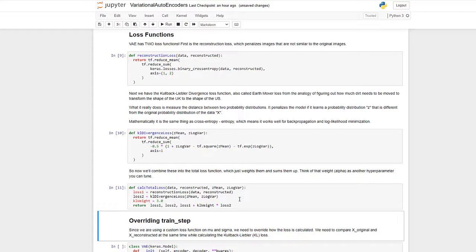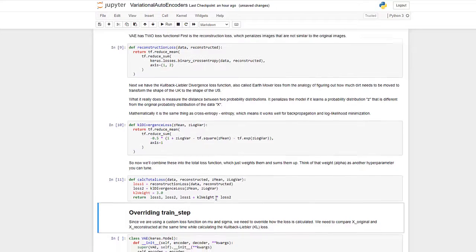Let's go ahead and shift enter. Again, all we're doing here is taking the reconstruction loss, calling that loss 1, the KL divergence loss, calling that loss 2, and we're returning both the individual losses so we can keep track of them as we train, but the final total loss that we're actually going to be optimizing on is going to be the reconstruction loss plus the weight of 3 times the KL divergence loss. That's how we're combining them together into the overall loss function.